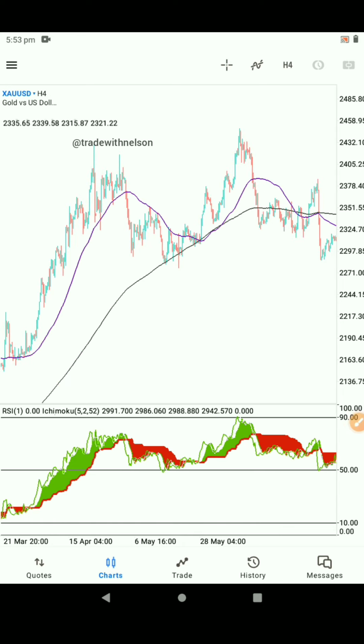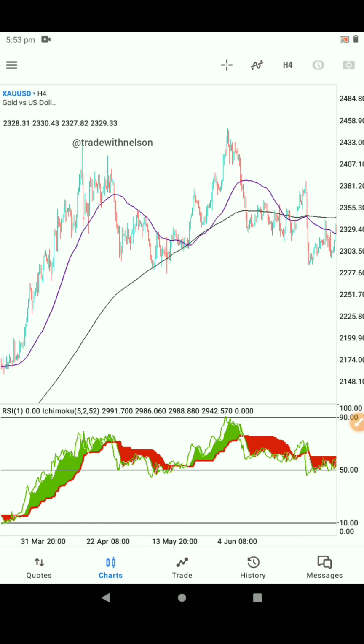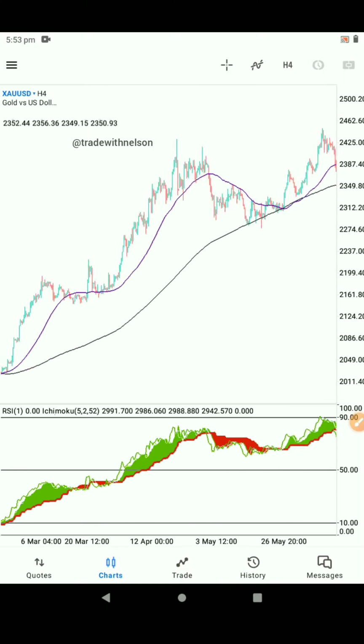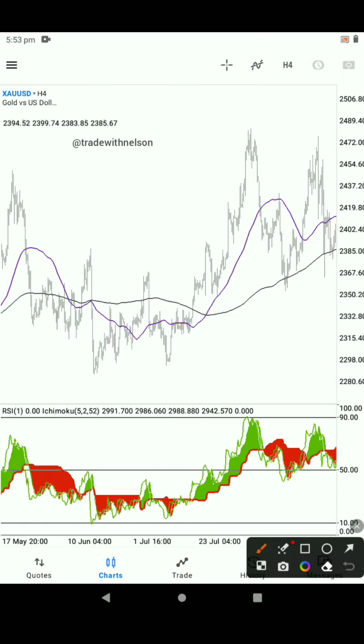So the first thing we want to do is the zoom level. You zoom out to the maximum. This is the innermost zone. You zoom out. So this is the maximum zone. So what are we looking for? We want to see the Ichimoku enter into the 10 level. As you can see over here, we have an entry into the 10 level. Then we wait patiently for when we have a cross after it enters the 10 level.